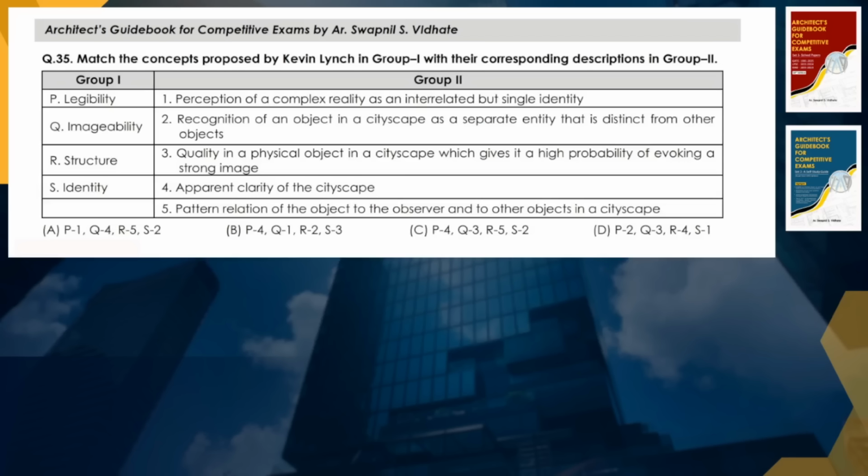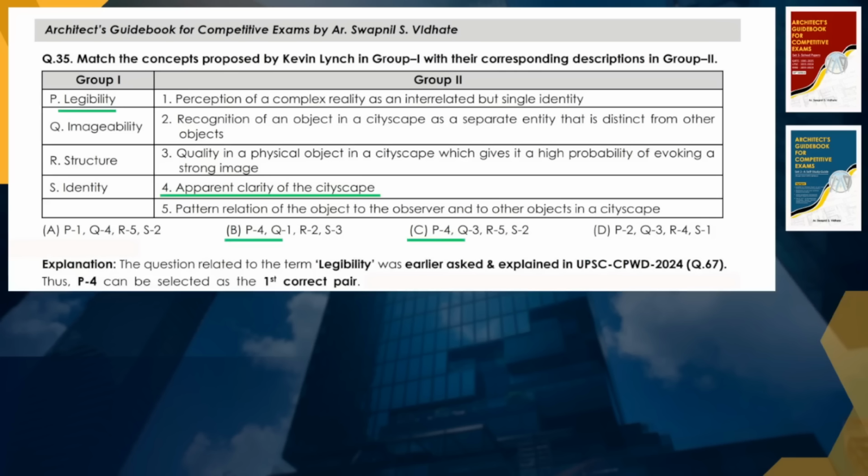Question 35. Match the concepts proposed by Kevin Lynch in group 1 with their corresponding descriptions in group 2. In group 1, they have mentioned legibility, imageability, structure, and identity. In group 2, the descriptions have been provided.